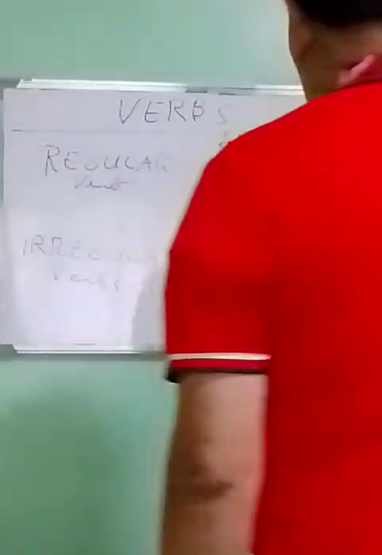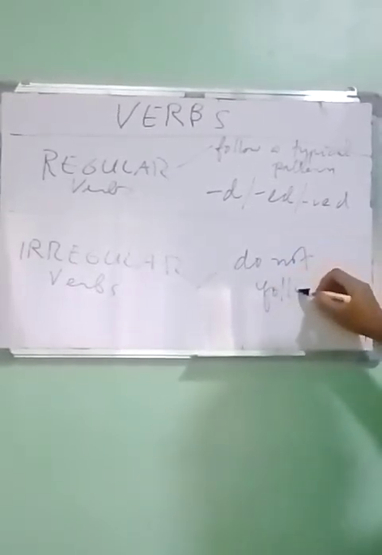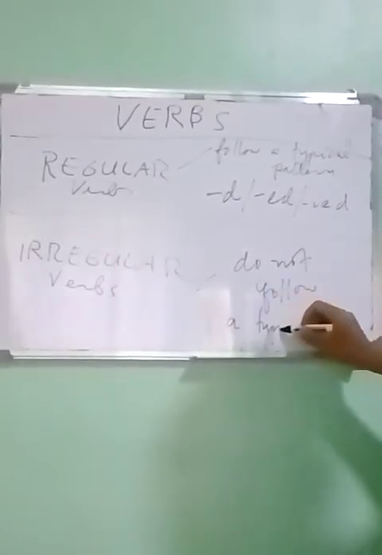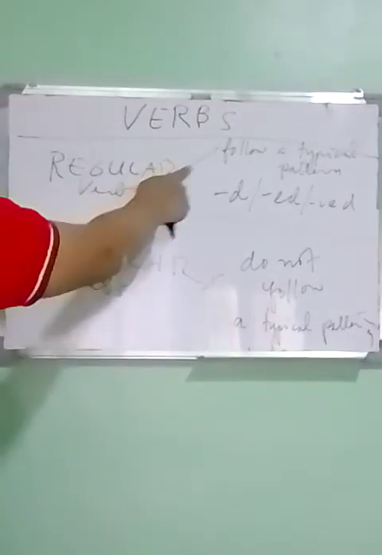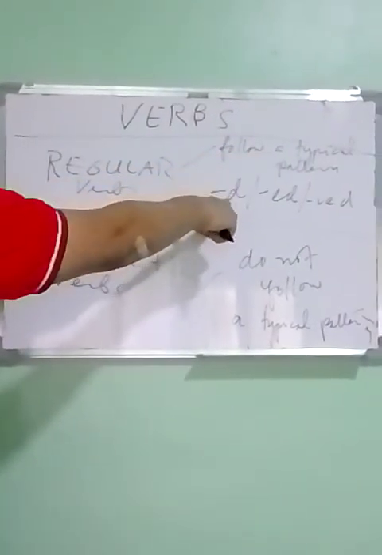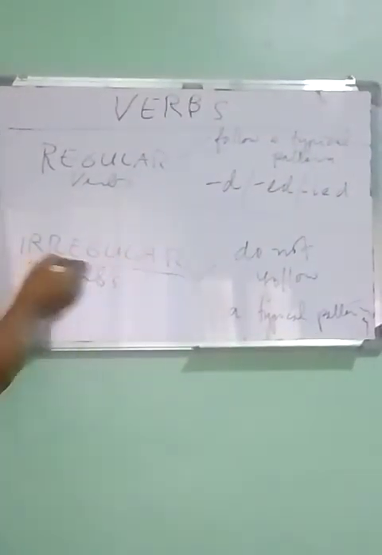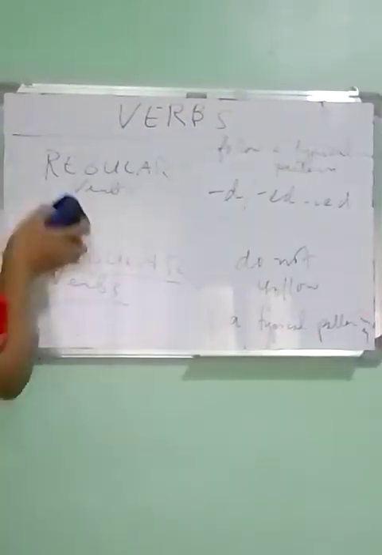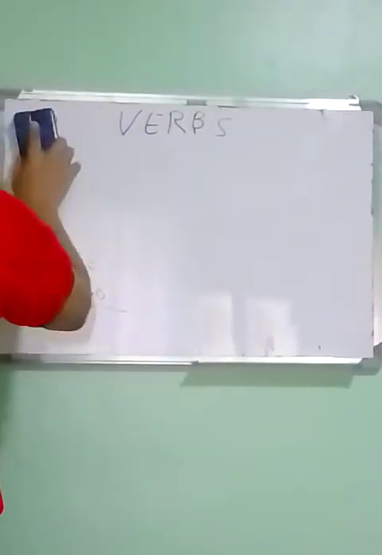Irregular verbs are those verbs that do not follow this, no? That do not follow a typical pattern. Clear so far? So remember this. Regular verbs are those that follow a typical pattern when forming the past tense or past participle. Irregular verbs are those verbs that do not follow this pattern. Okay? This is just a review anyhow. So let's take some examples for you to easily understand.